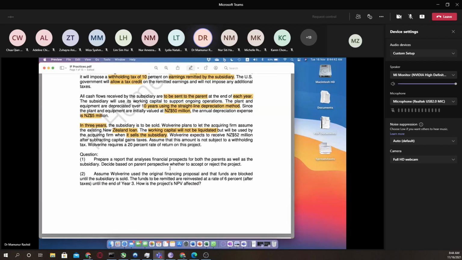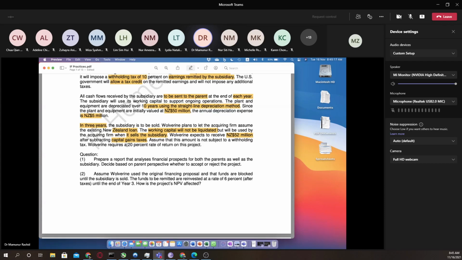Wolverine expects to receive New Zealand $52 million after subtracting capital gain taxes. So when they sell the company to another company after 3 years, Wolverine is expecting that they will receive $52 million after subtracting any kind of taxes given to the New Zealand government for selling the project to another company. So this is the salvage value. Remember, this is our salvage value. Assume that this amount is not subject to withholding tax.